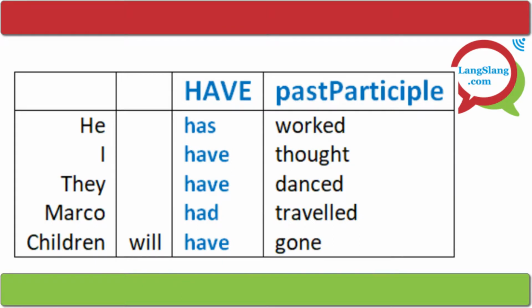Whatever perfect it is, present perfect, past perfect, future perfect, you are going to use a variety of have and past participle form like this. For example, has worked, has is the form of have, have thought, have danced, had traveled, had is the past form of the have, so had and past participle form. So these are the varieties of have and their past participle form, verbs past participle form. So that makes a perfect tense.